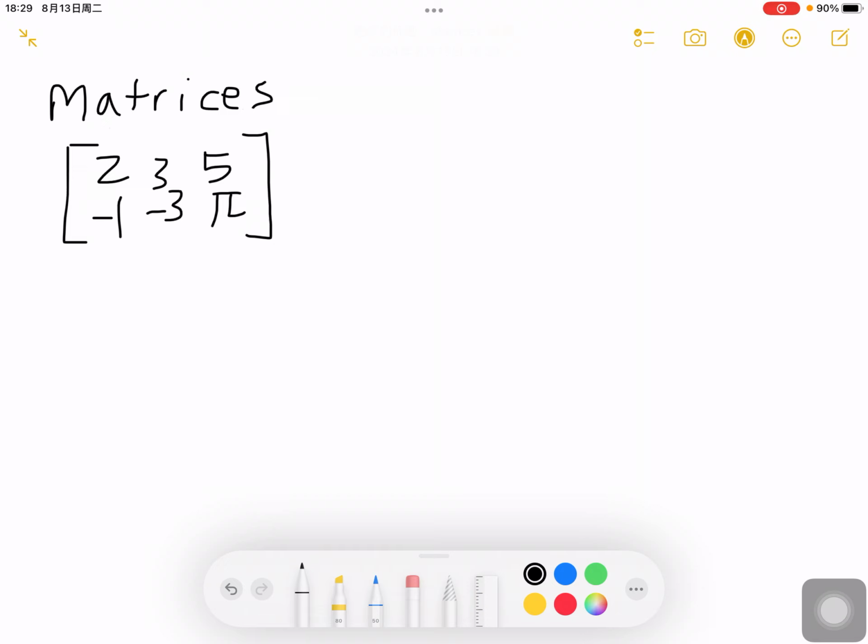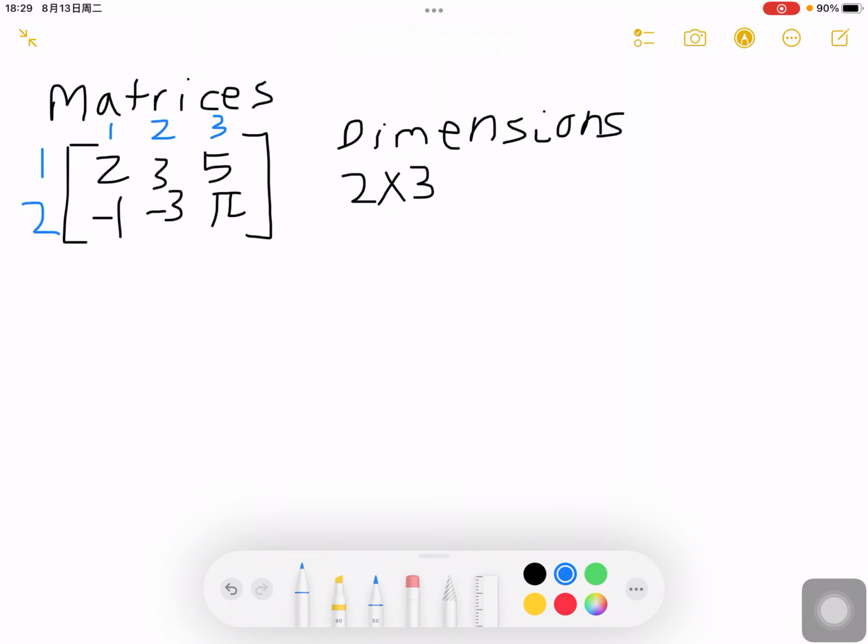So we have these matrices, and for every matrix we have dimensions. Specifically for this matrix, we have a dimension of 2 by 3. So what does this mean? It just means that it has 1, 2 rows. It has 1, 2, 3 columns. So it's a 2 by 3. We pronounce this as 2 by 3. We have a 2 by 3 matrix.